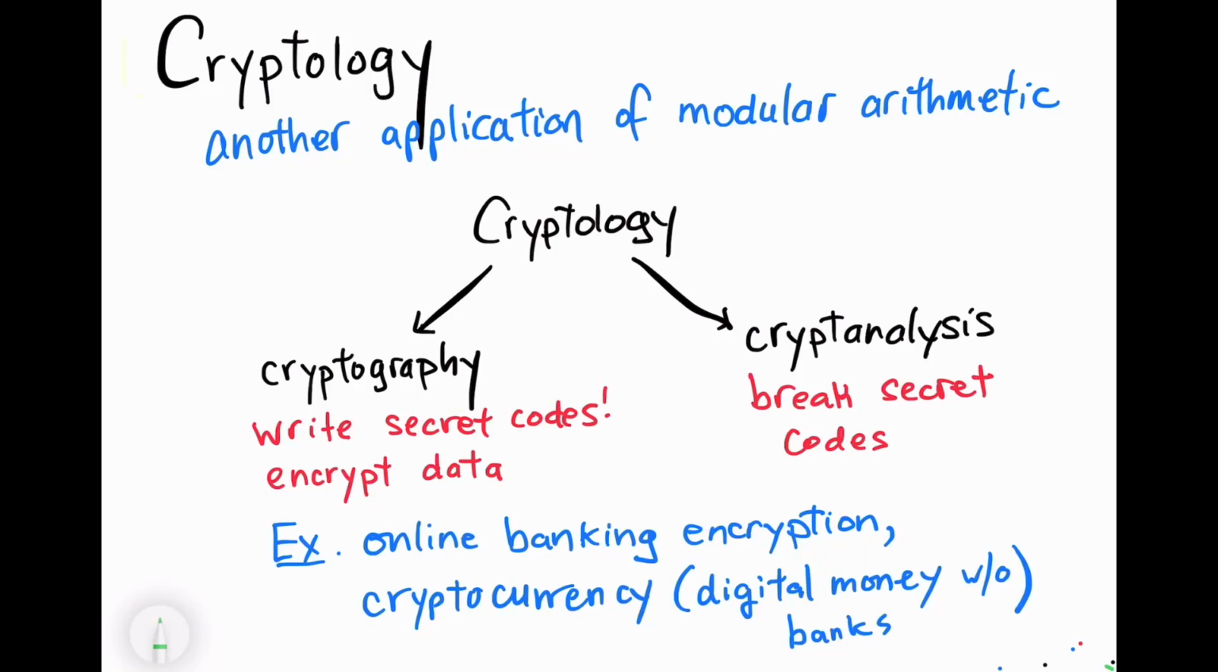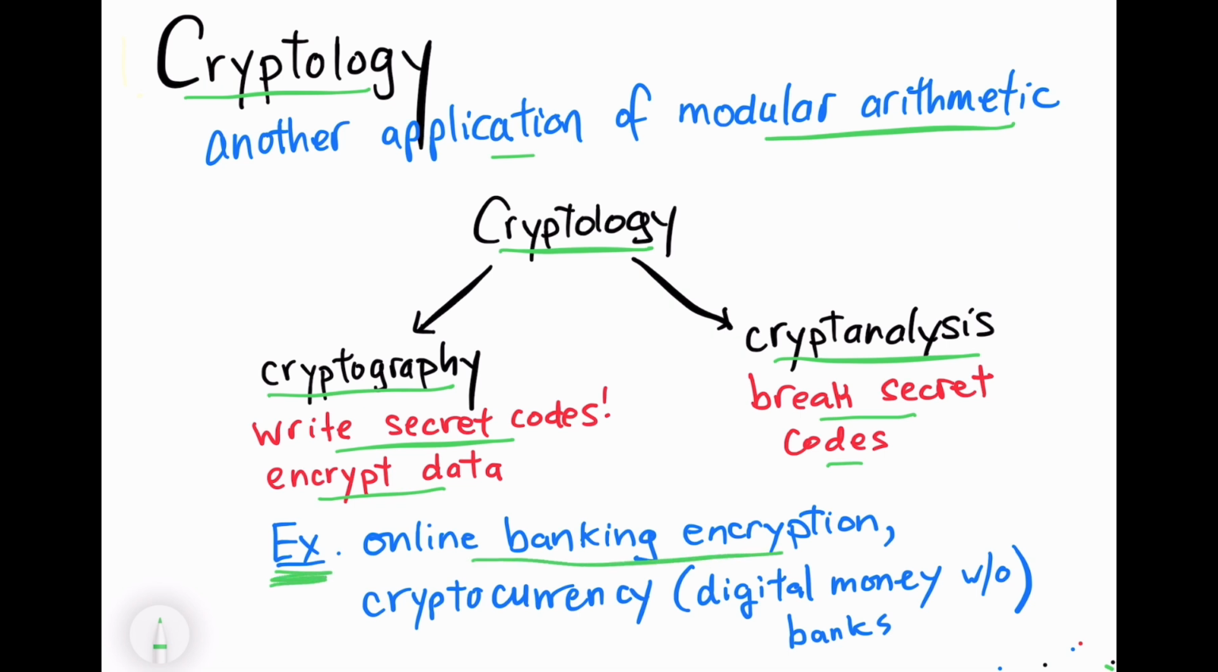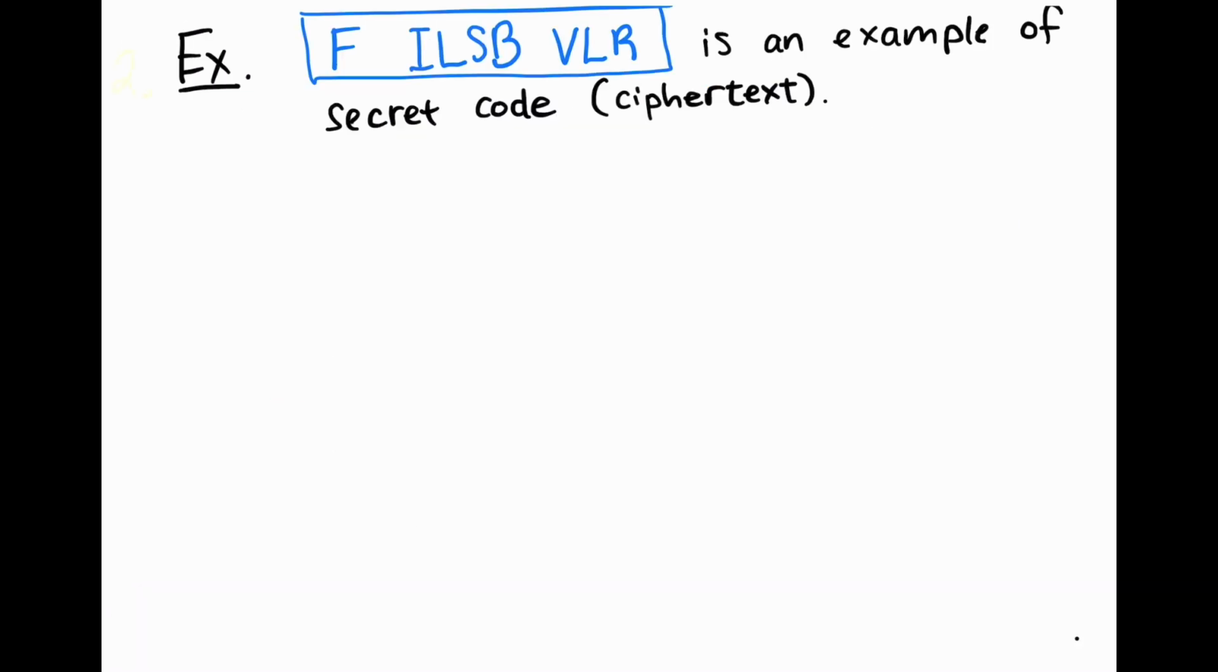This is our second example of an application of modular arithmetic, and it's called cryptology. Cryptology can be broken into two parts: cryptography, where you're writing secret codes, for example, encrypting data, and cryptanalysis, where you're analyzing and breaking secret codes. Some examples where this is useful are online banking, encryption, and cryptocurrency, where you have digital money without the need for banks.